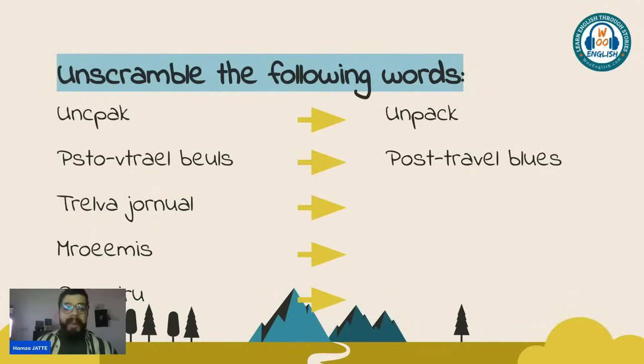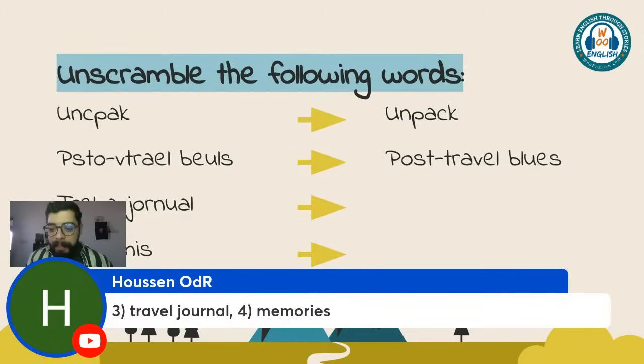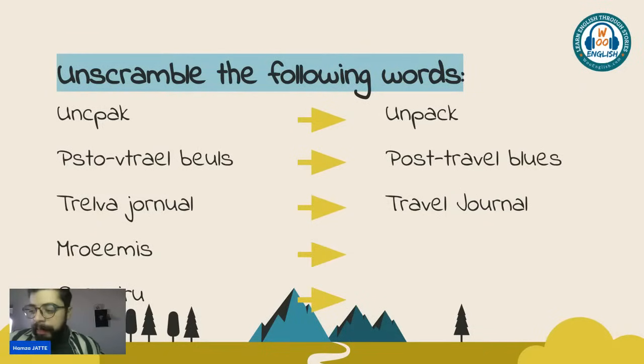Now we can go to number three. Let me see because I already saw them. Okay, Khadija said travel journal. Hussein said travel journal. Sophie said travel journal. So indeed, the next word is travel journal. And a travel journal is this. Let me show you a travel journal. Okay, so this is an example of a travel journal, where you put all your pictures and all the activities that you did.